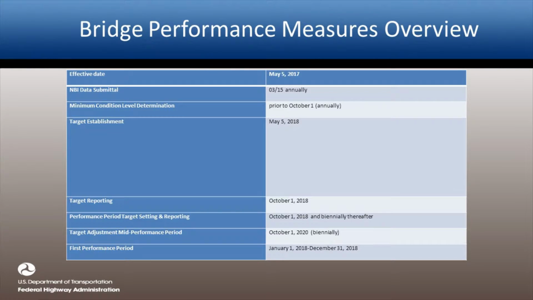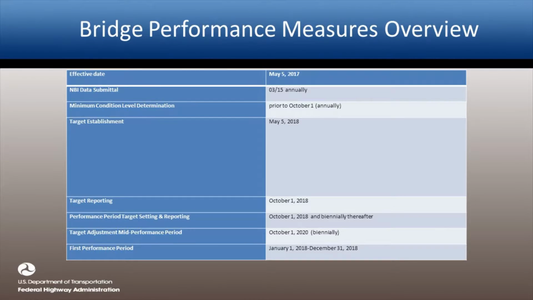Every year, we are required to determine what the conditions are and if you're meeting the performance measures. And we have to do that annually every year before October 1st. The reason for October 1st is because, again, getting back to my travel woes, it's the fiscal year. You have to have your targets established by May 5th of next year. And you have to report those targets by October 1st of 2018. That'll be the first reporting period. And then after that, you'll have to report biennially. That's every 2 years on October 1st.